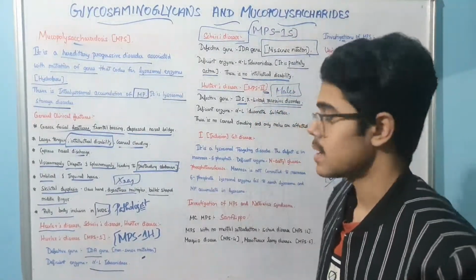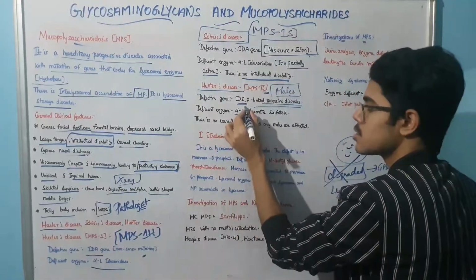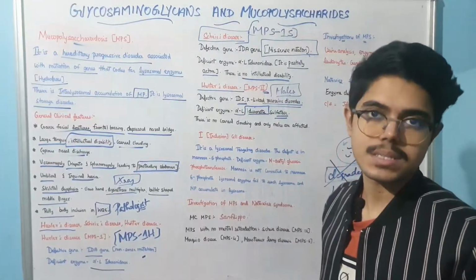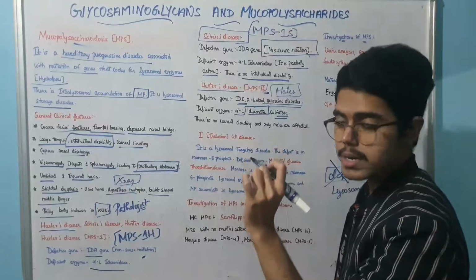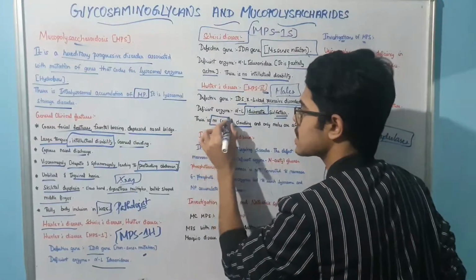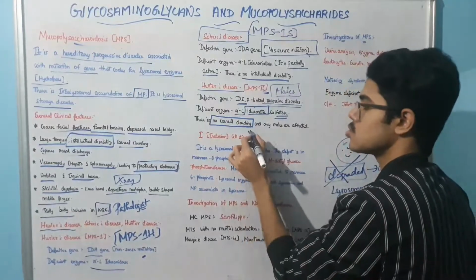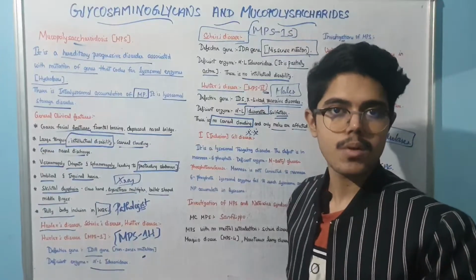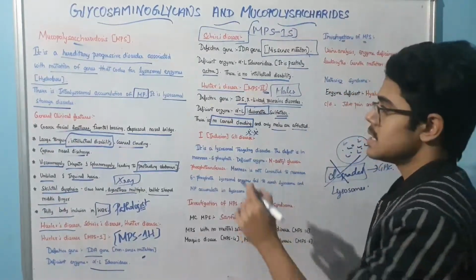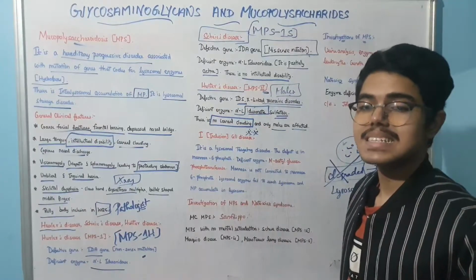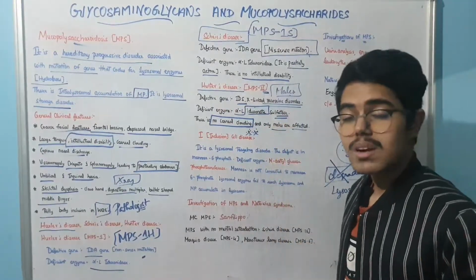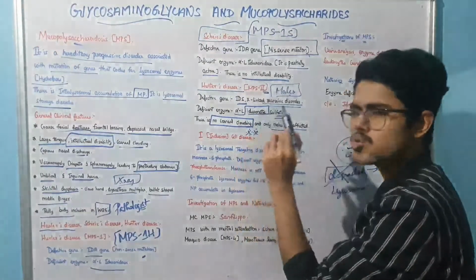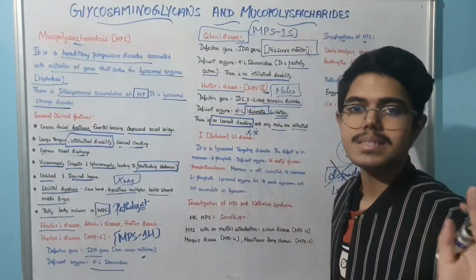What is the defective enzyme? Very simple: alpha-L-iduronate sulfatase. Here the very important point is that there is no corneal clouding. A very important question: no corneal clouding and only males are affected. I am repeating again: the defective enzyme is IDS, it is an X-linked recessive disorder, the deficient enzyme is alpha-L-iduronate sulfatase, there is no corneal clouding, and only males are affected.